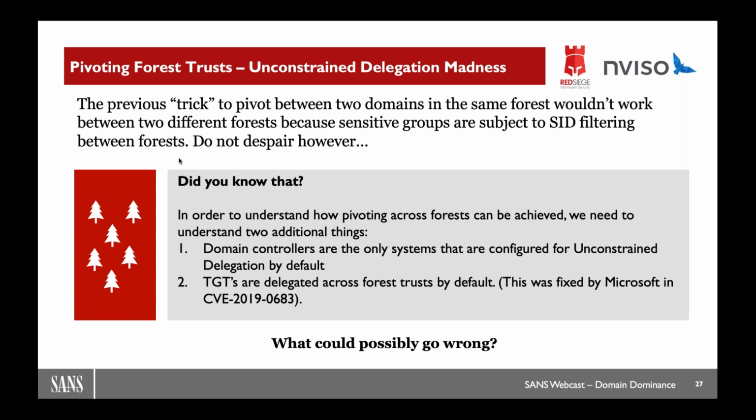First of all, know that two things: domain controllers are systems that are configured by default to have unconstrained delegation. Secondly, TGTs, so ticket granting tickets, are delegated across forest trusts by default. What does that mean? So let's first have a look, because most of you might not have heard of unconstrained delegation. So what is delegation?